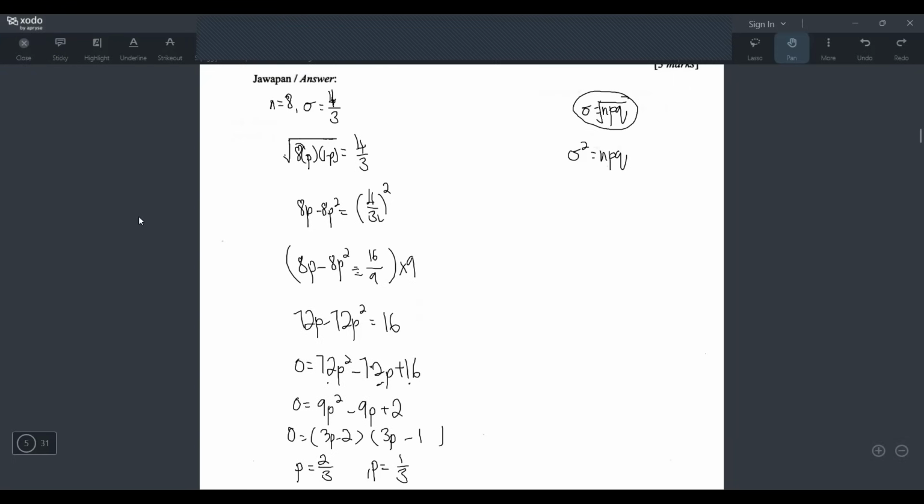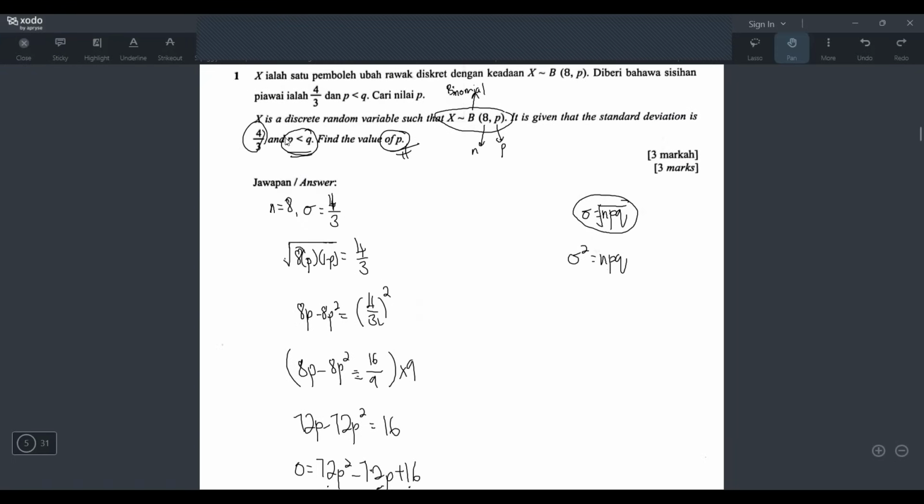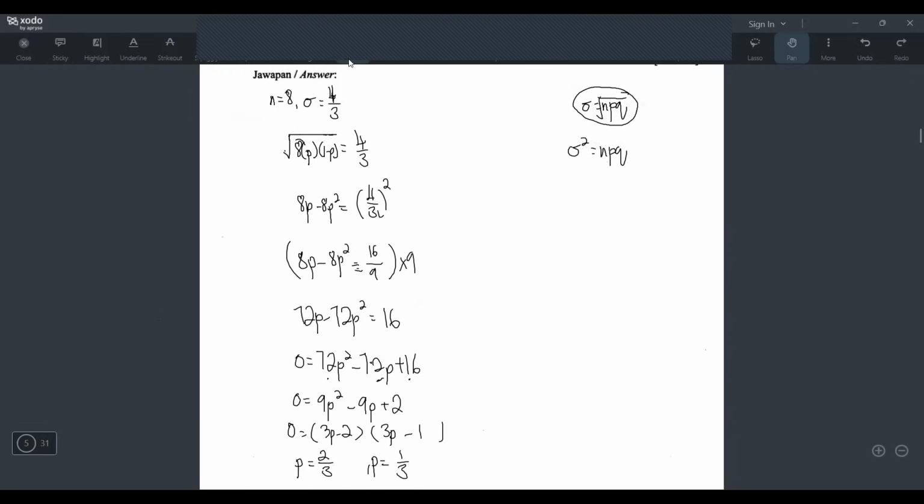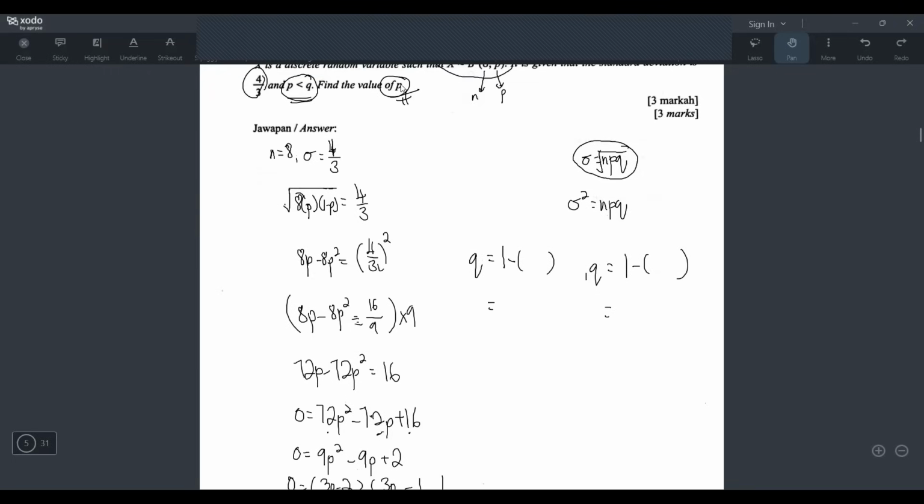Okay, that's all. But they mentioned something, right? P is lesser than Q. So let's find out the Q. How to find Q? Q is actually the probability of failure. Probability of failure, you can take 1 minus P to get your Q, right? But since your P got 2 answers, then your Q must have 2 answers also. Then maybe some of you will say, hey, sir, the question didn't ask you to find Q, why do you find Q?